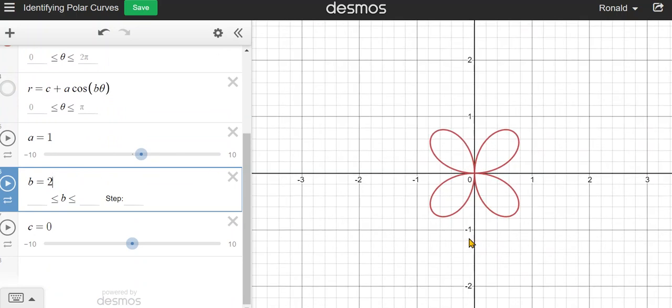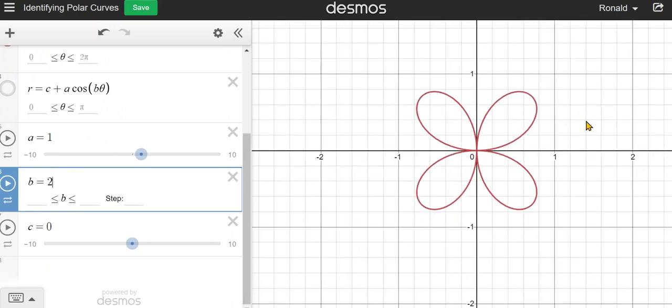Aha! Well, that doesn't look anything like a circle. This is what is referred to as a rose curve. And it gets its name from the fact that it looks somewhat like a flower with petals on it. And each one of these loops is referred to as a petal.